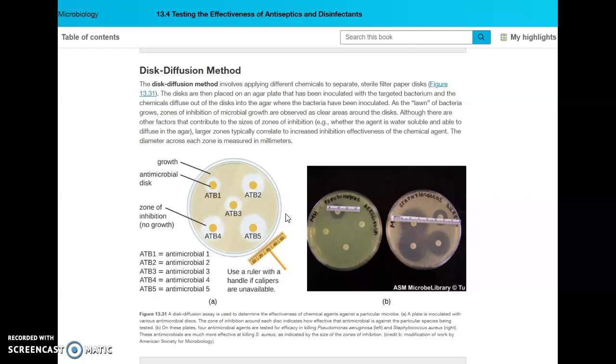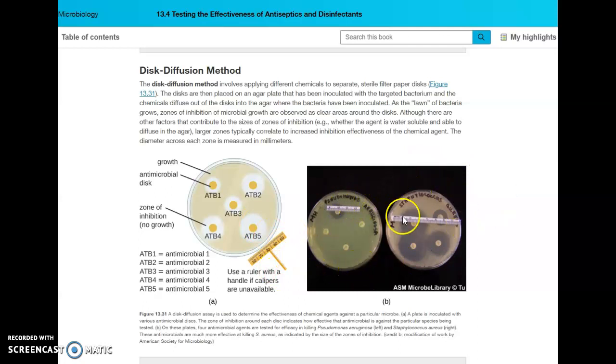Then the discs are placed on the plate. The plate is incubated as normal. Then when the plate is removed from the incubator, we measure the zone around the disc where there's no growth. We call that the zone of inhibition. And we use a ruler to measure the length of this zone of inhibition.